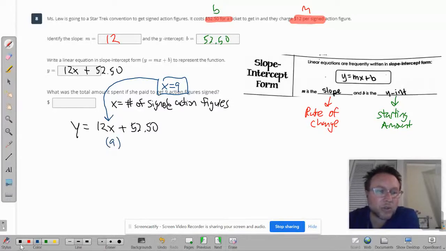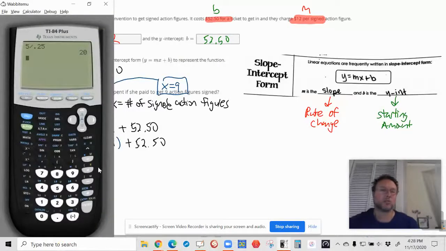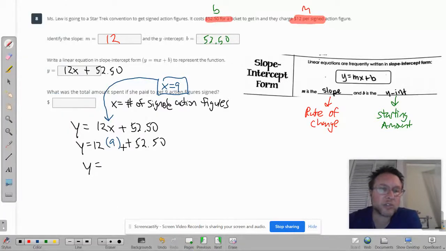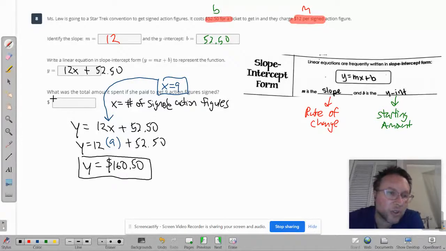And again, we'll use our calculator to help us do the math. No reason to get this wrong because we made a silly little mistake. So let's put that in the calculator. So 12 times 9. And then we're going to add to that what the initial cost was just to get in to the convention, which was $52.50. So if she got 9 signatures, that means that we spent a total of $160.50. That's okay. You're a big fan, so it's worth it.